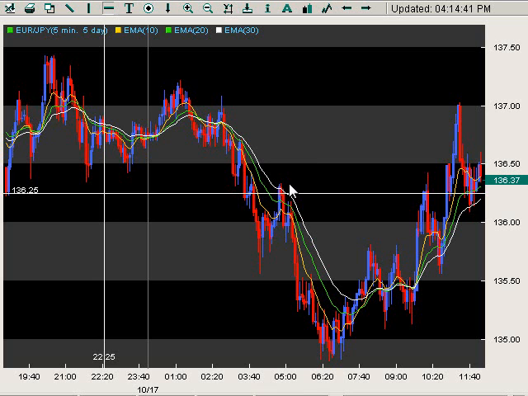And it bounced. Maybe it's going to bounce up to here. This became resistance, right? We rolled over. It bounced up to even here. Perfect spot. 10, 20, 30 EMA. Perfect spot.